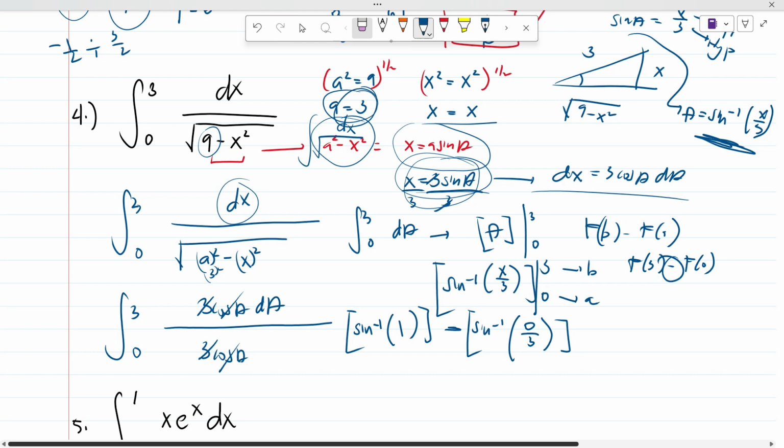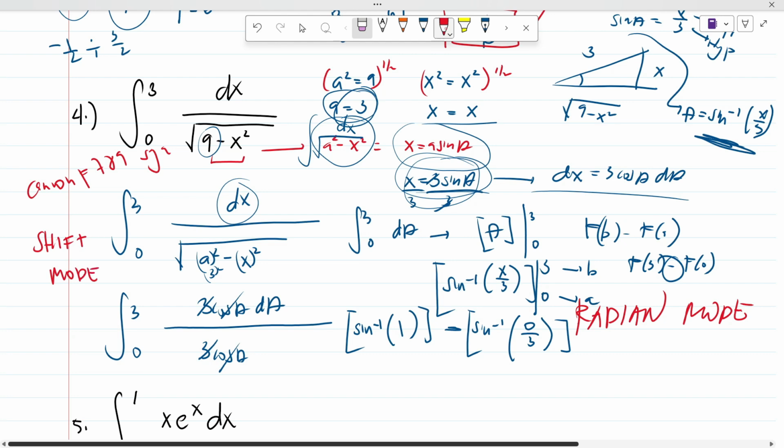Equate natin. So, huwag kakalimutan pala, radian mode. So, sa mga Canon F789 SGA, yung transparent version, guys, shift mode 4 rad. Gets, guys? So, Canon F789 SGA lang yan, guys.